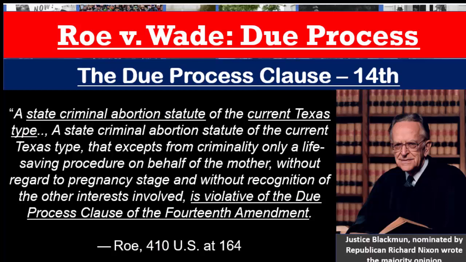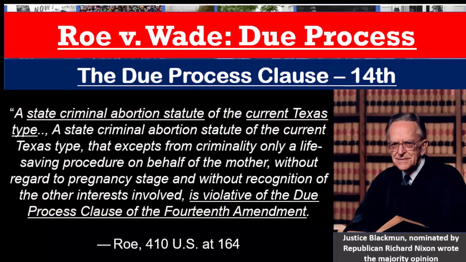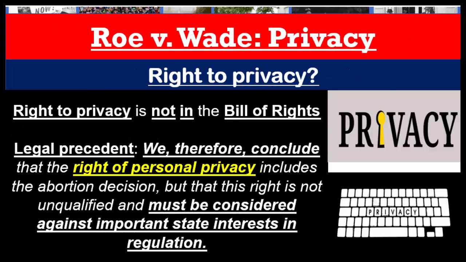In the opinion of Roe v. Wade, the court ruled that a Texas law, not the current one, but the one back in 1973, a Texas law that outlawed abortion was a, quote-unquote, violation of the Due Process Clause of the 14th Amendment. The opinion goes on to say that the rights of personal privacy include the abortion decision. We mentioned before how the right to privacy is not in the Constitution. And while some interpret the right as implied in other amendments and cases, it is Roe v. Wade that sets the legal precedent that the right to privacy is part of our due process rights.